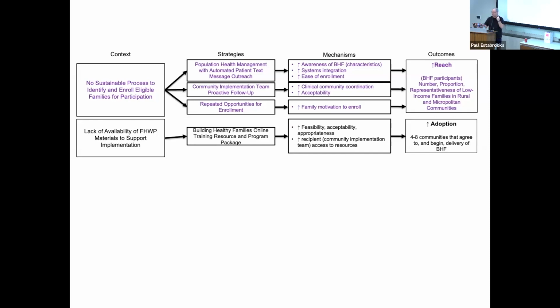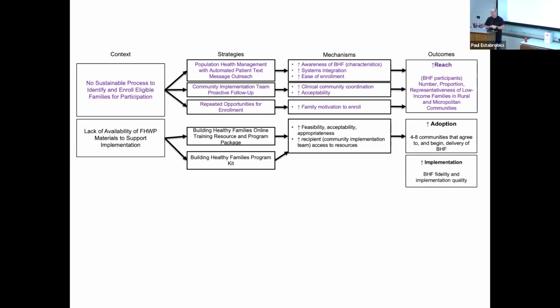Okay, the second thing that we have here is we also put together a kit of equipment, activities, things that the folks could use within their programs. And so that was another thing, just getting all the activity materials together in one place. Again, you see that little arrow pops in there, working through the same mechanisms as our initial strategy, and moving its way to increasing adoption.